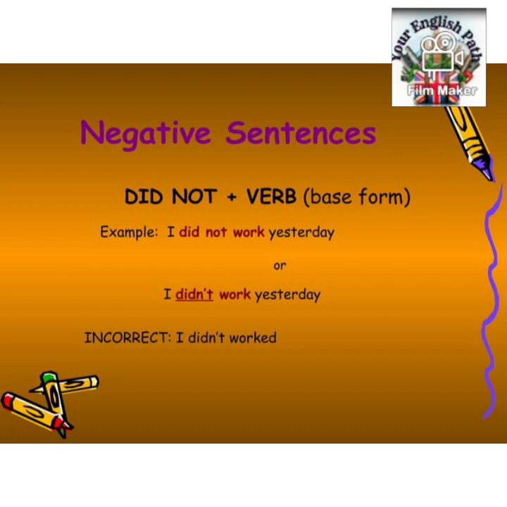Let's move to negative sentences. سننتقل إلى النفي. So we put did not plus verb in base form. For example, I did not work yesterday. Or I didn't work yesterday. نضع did not or didn't plus verb.